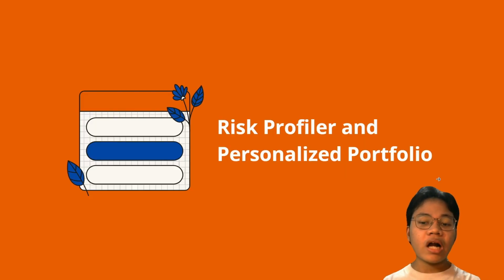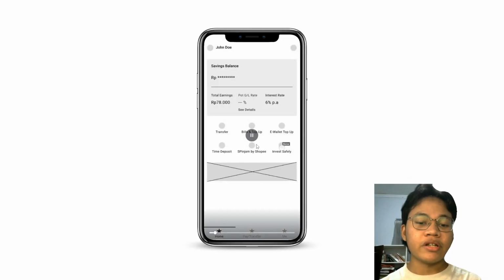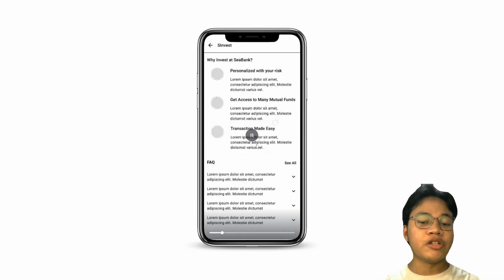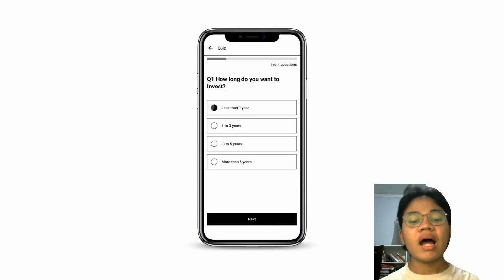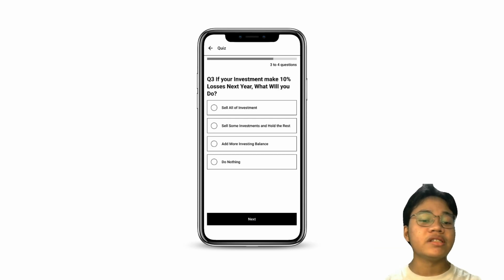The features we offer are a risk profiler and a personal portfolio, where Adrian can create his own investment portfolio according to the risk and the nature of his investment decisions, so Adrian doesn't have to doubt his investment performance.